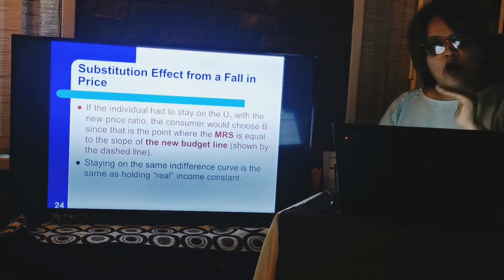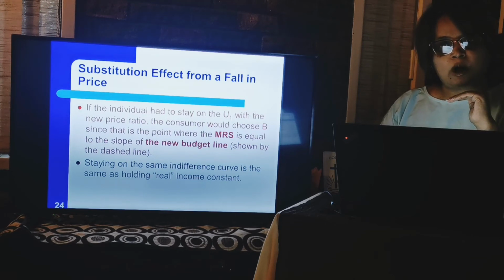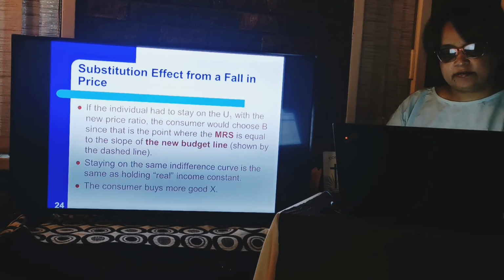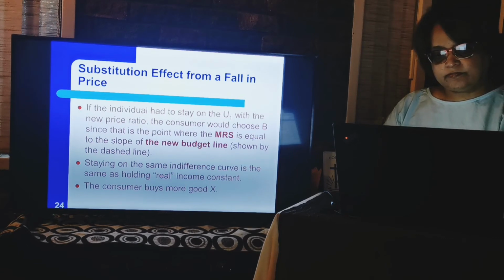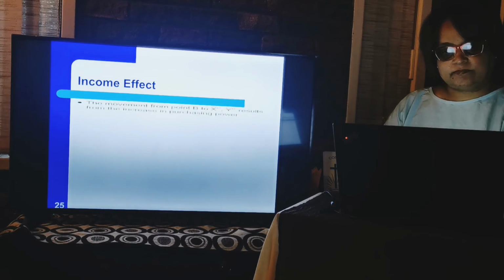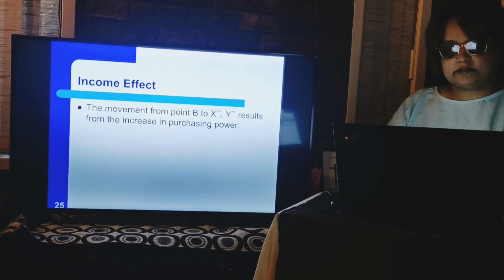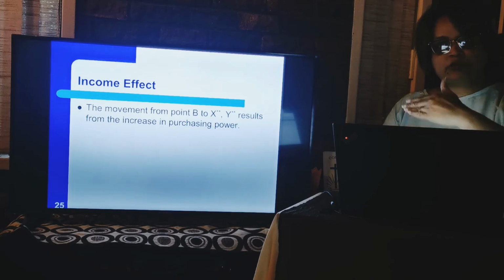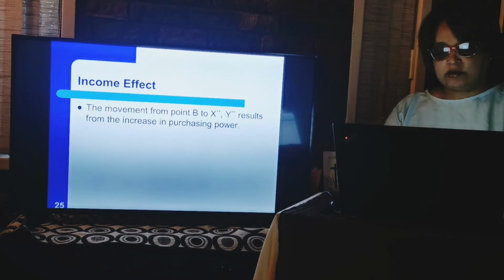Substitution: how many of the products you are willing to exchange. The consumer buys more of X. Income effect, we've done this. The movement from point B to X2, Y2. These slides are just explaining the previous graph. Okay?